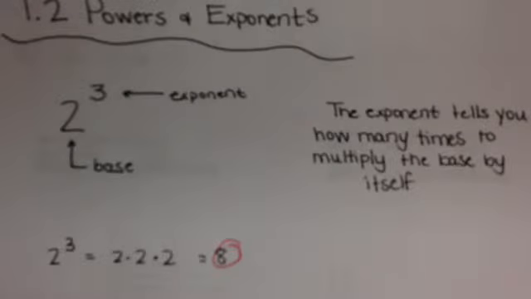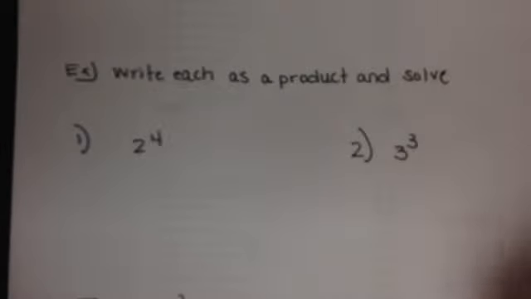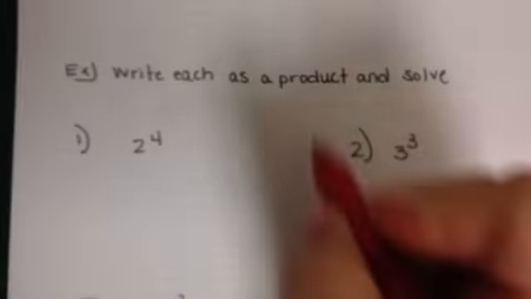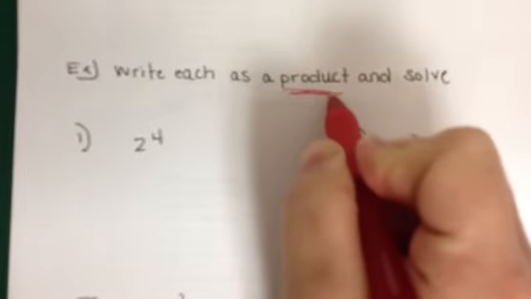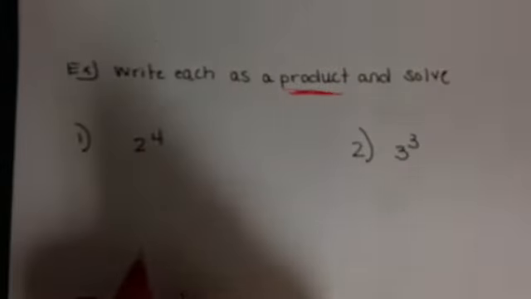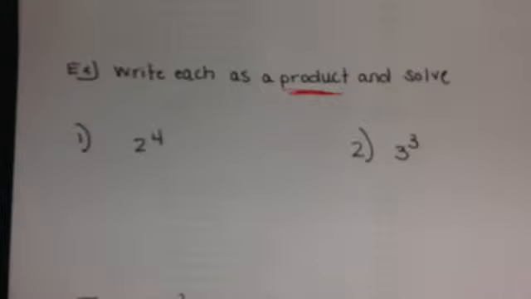So let's try a few of these together. Directions might tell us, write each as a product and solve. Now, you should remember that product means to multiply. So write each as a multiplication problem and solve. So 2 to the fourth.